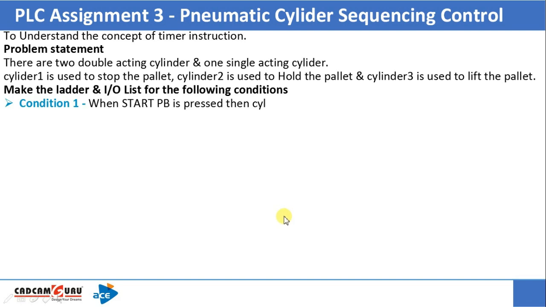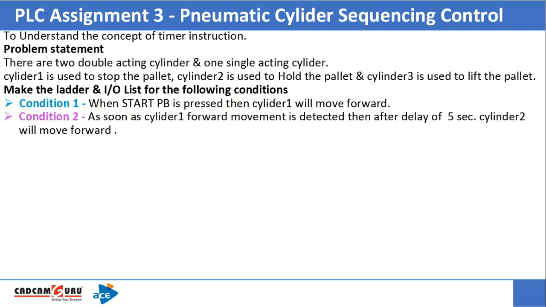So let's see condition 1. There are 6 conditions. We'll see the first condition. When the start push button is pressed, then cylinder 1 will move forward. This is our first condition. Then condition 2: as soon as cylinder 1 forward movement is detected, then after a delay of 5 seconds, cylinder 2 will move forward. Here, to detect the forward movement, we have to use the input of the reed switch.